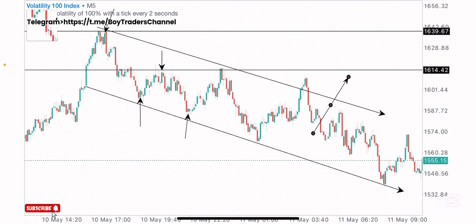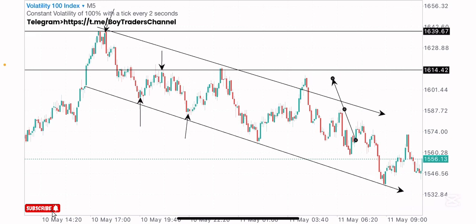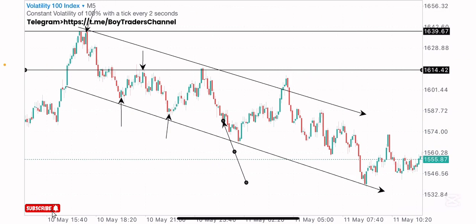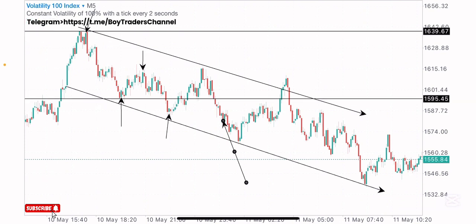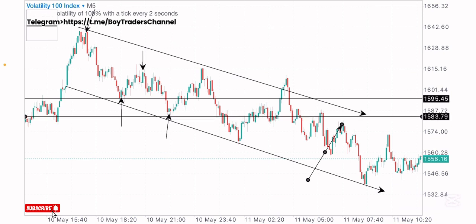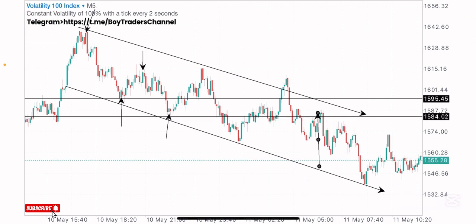So the value of the second high is 1614, while the value of the first high is 1639. 1614 is lower than 1639. That's why this high is called a lower high. Same thing is applied to the lows. The first low at this point, its value is at 1595, as you can see here. And the value of the second low is at 1584. 1584 is lower than 1595. That's why this low is called a lower low.